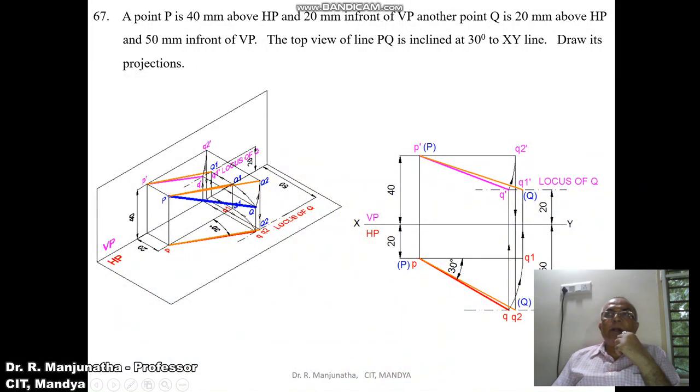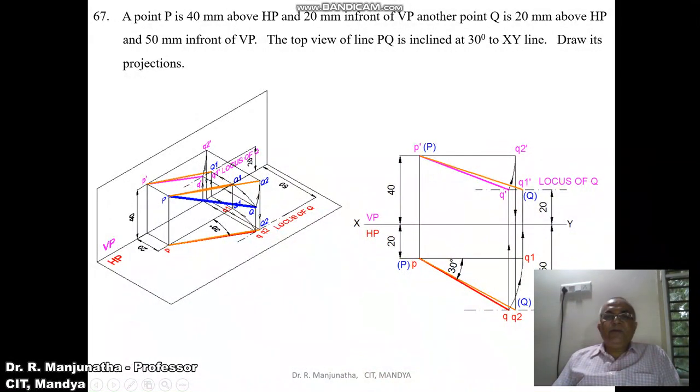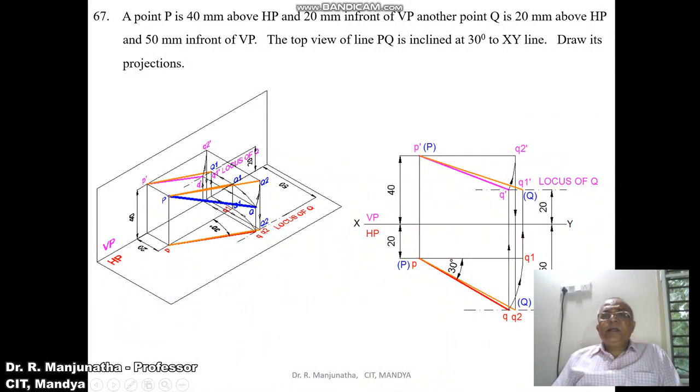Then consider any point and draw a vertical projector so that it cuts both the lines, at this point in the front view and also at this point in the top view. You mark that point as P dash and small p. Now, similarly, another point Q is 20 mm above HP and 50 mm in front of VP.